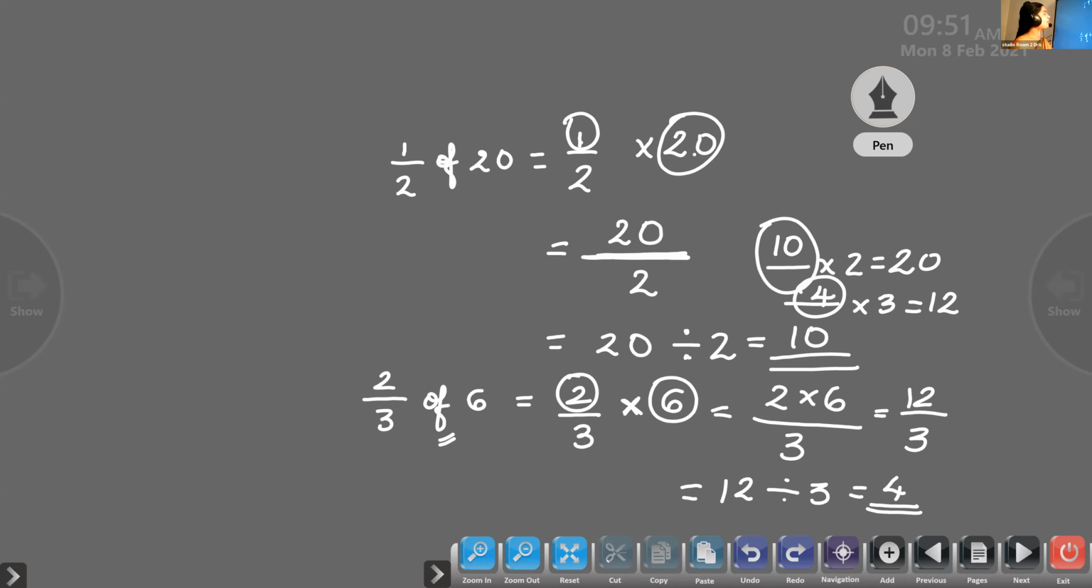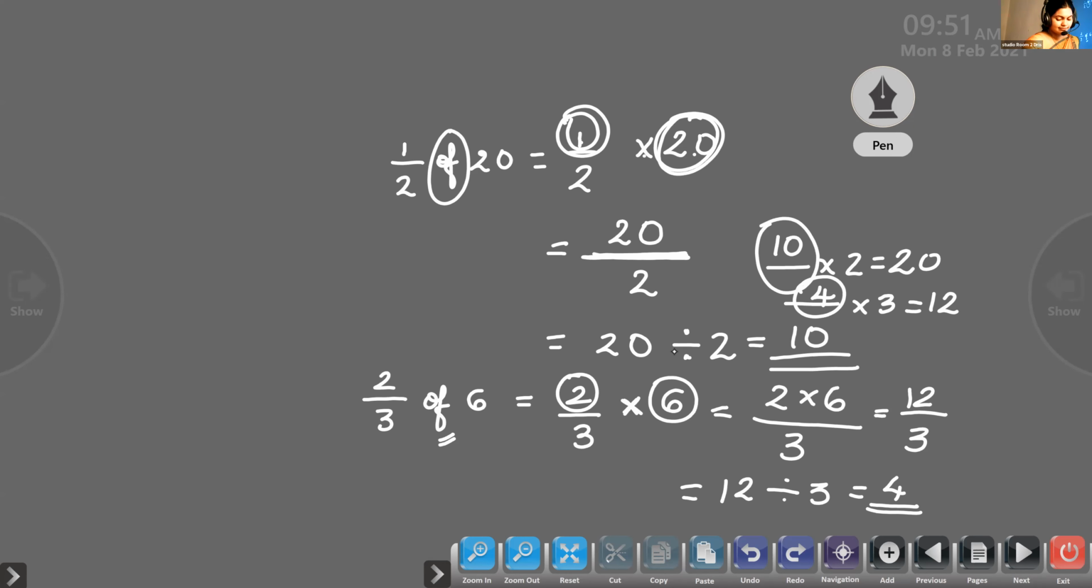Is that the way you have to do this? So first you have to replace this of by into, and you have to multiply the numerator and the given number, and after that you have to divide by the denominator. Let us do a few questions.